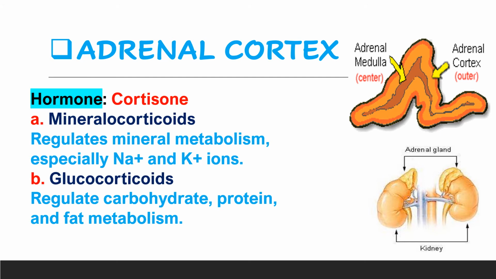The next part of the adrenal gland, that is the adrenal cortex. Where is it present? Adrenal cortex is the outer region, or peripheral region, of the adrenal gland. This adrenal cortex produces different types of hormones. The best known hormone is cortisol. Cortisol suppresses inflammation. The cortical hormones are categorized into two: mineralocorticoids and glucocorticoids. Mineralocorticoids regulate mineral metabolism. From the name itself, we can find out the function. It regulates mineral metabolism, especially sodium and potassium ions. Glucocorticoids regulate carbohydrate, protein, and fat metabolism.